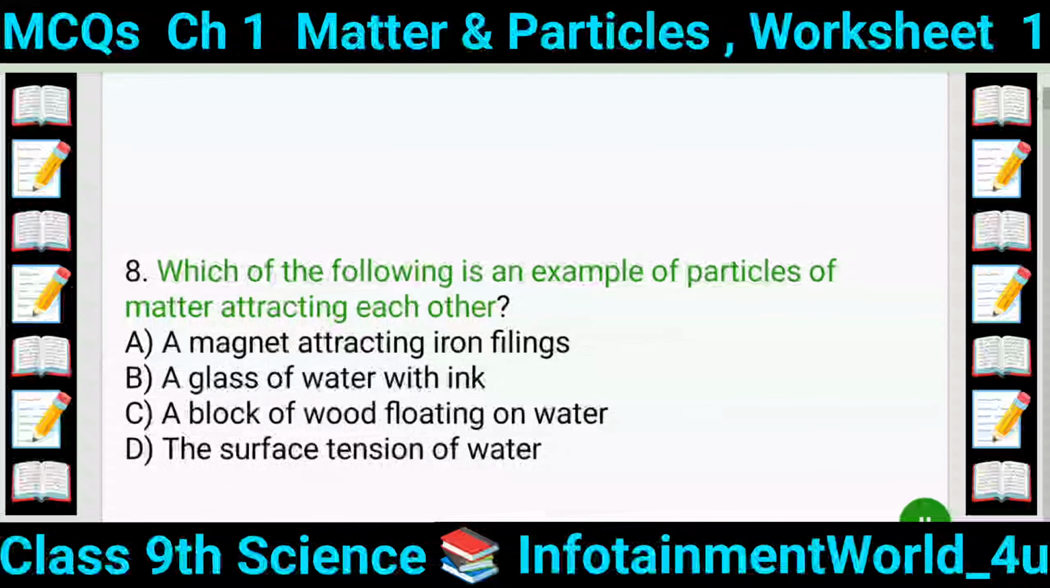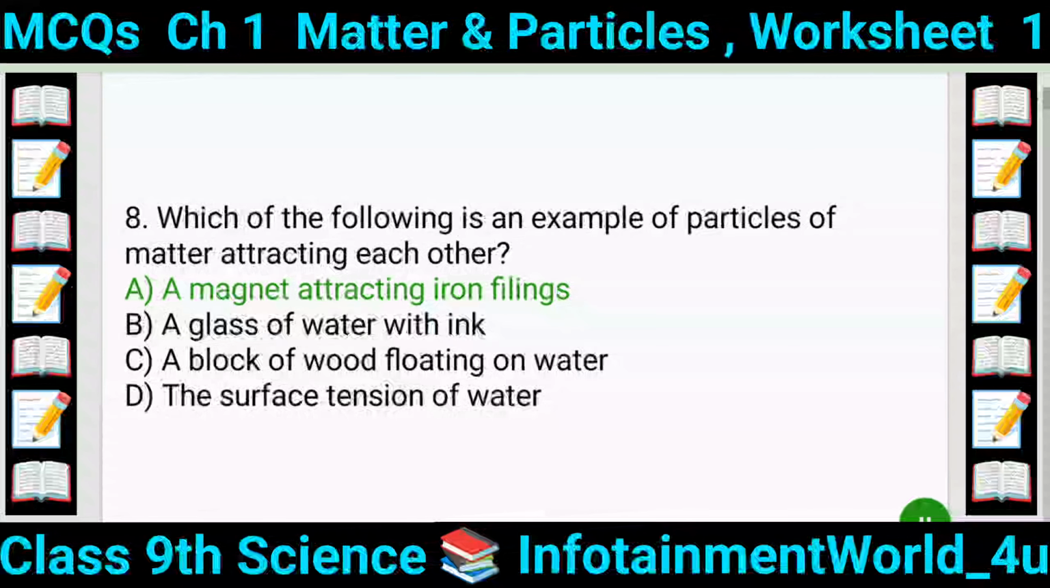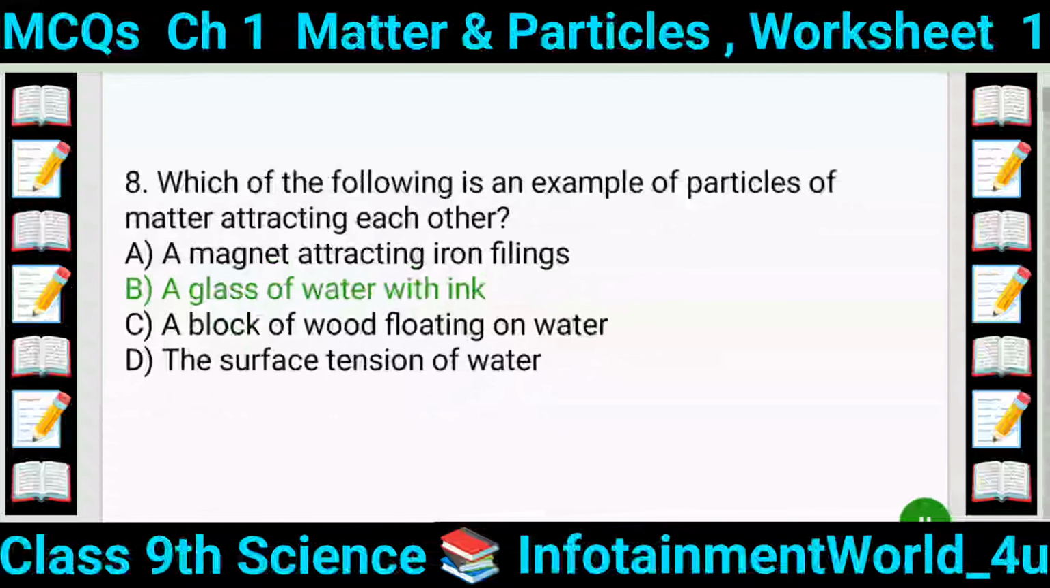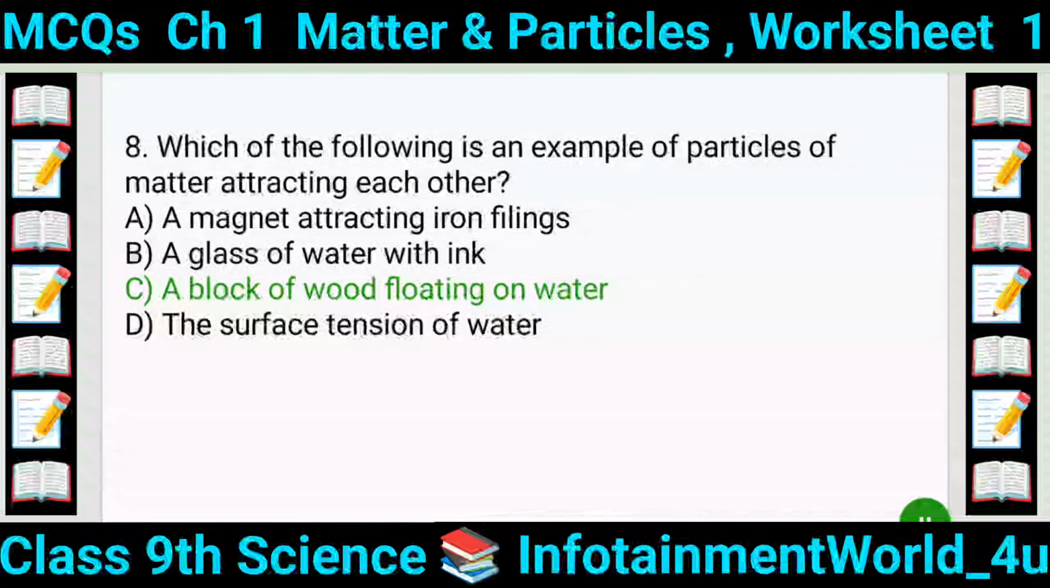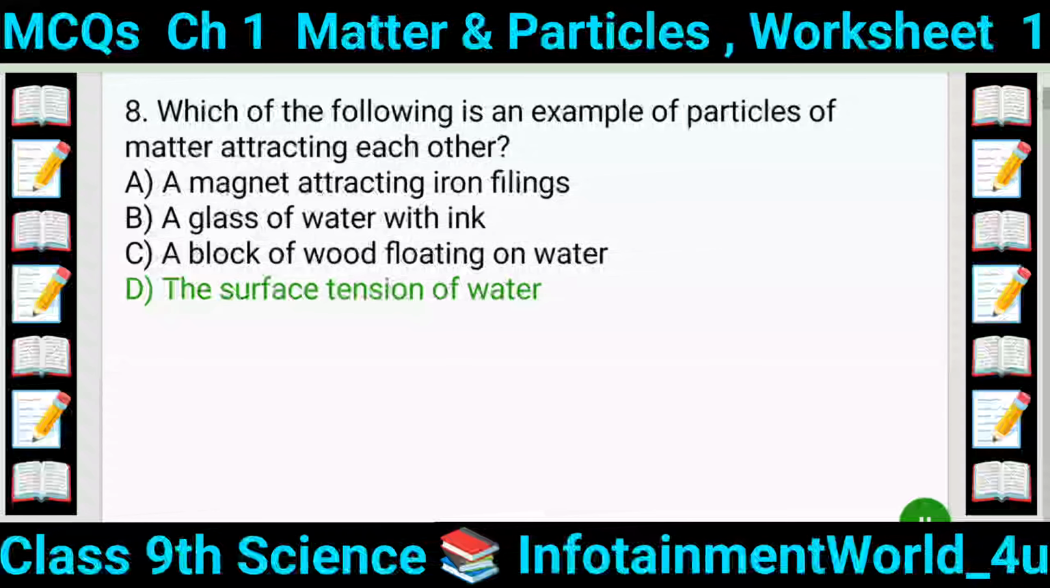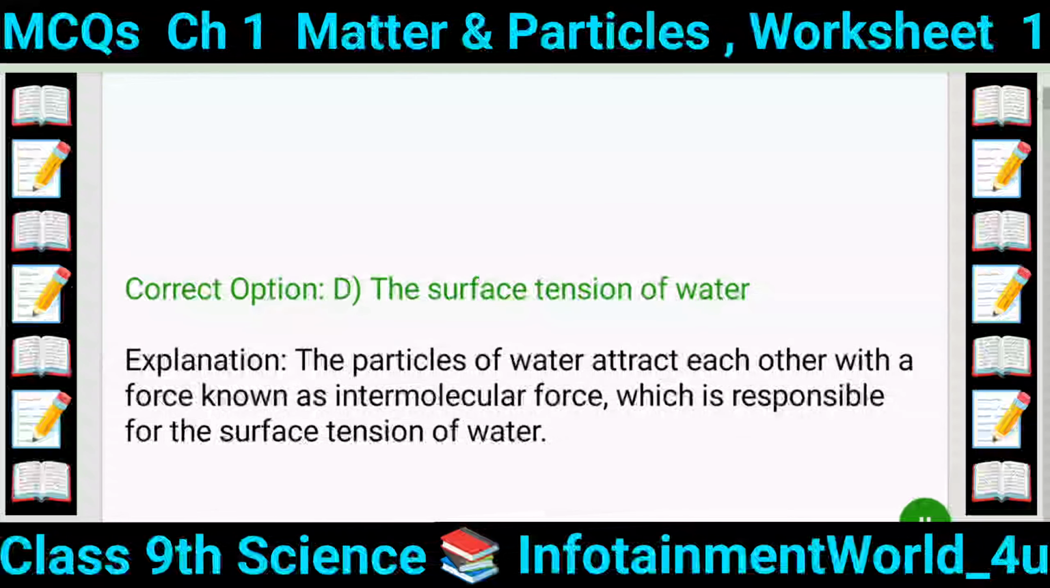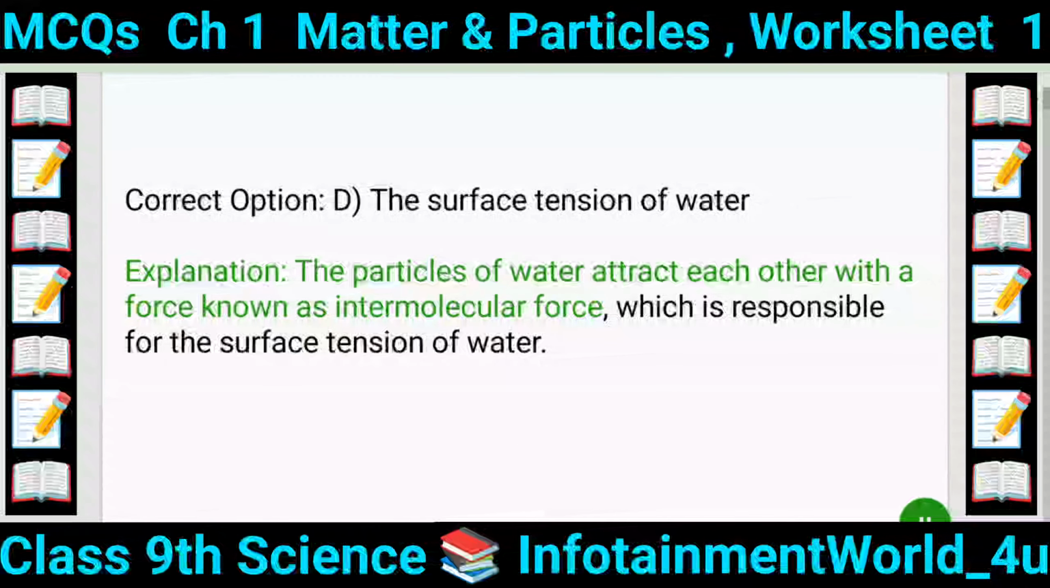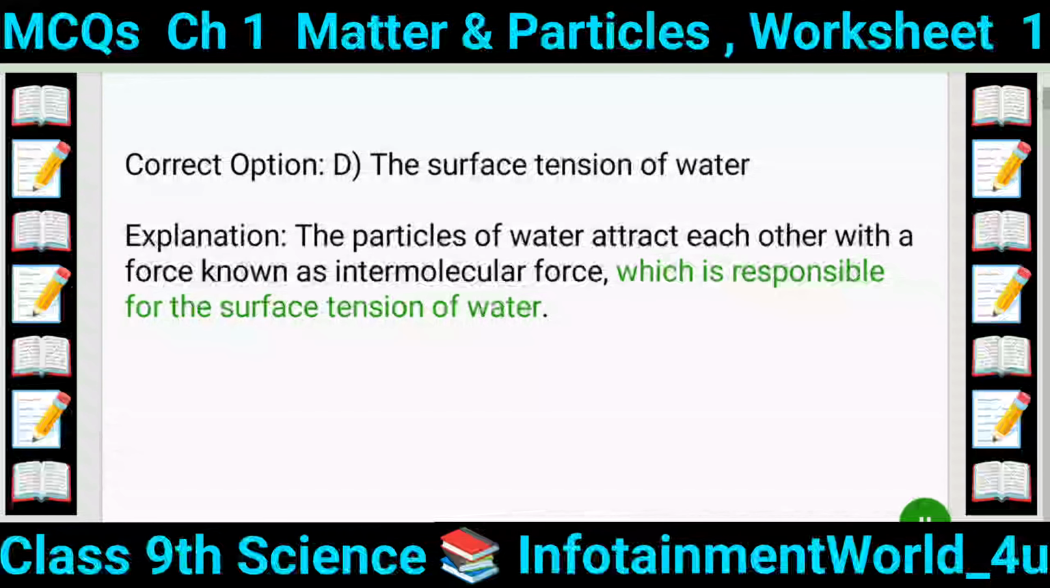8. Which of the following is an example of particles of matter attracting each other? A. A magnet attracting iron filings. B. A glass of water with ink. C. A block of wood floating on water. D. The surface tension of water. Correct option, D. The surface tension of water. Explanation. The particles of water attract each other with a force known as intermolecular force, which is responsible for the surface tension of water.